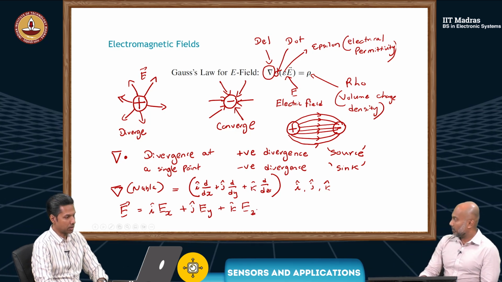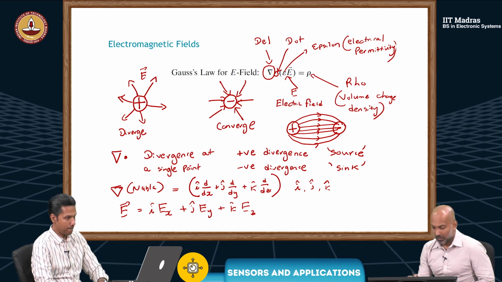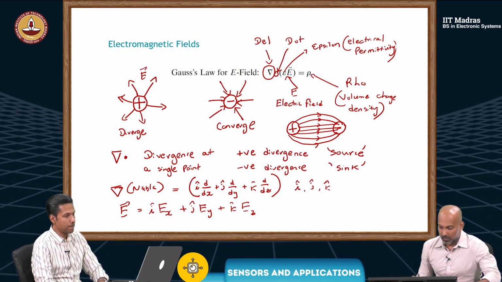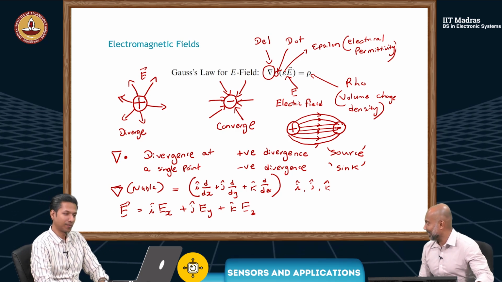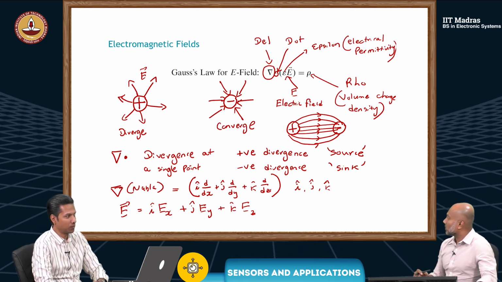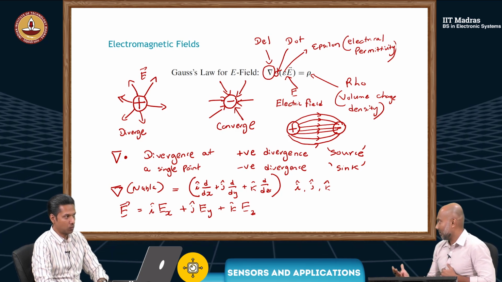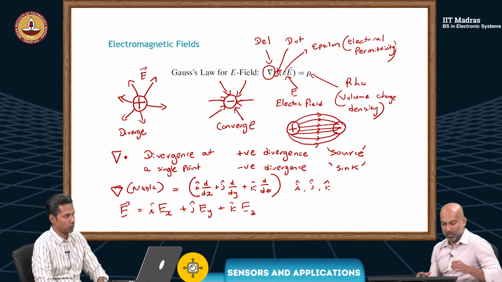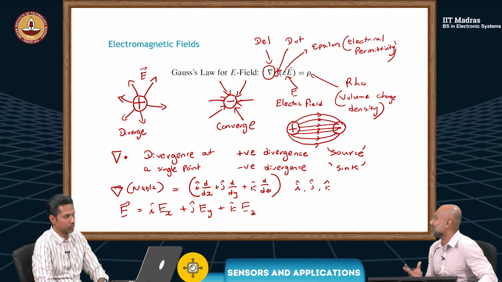Okay. Now, what we have here is del dot E, or del dot epsilon E. We'll come to epsilon later because, as I mentioned, we assume that this particular property is the same. So it's just a number. In this case, let's consider it a constant.